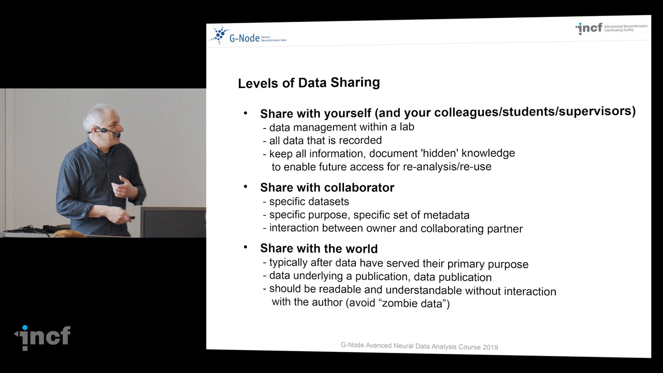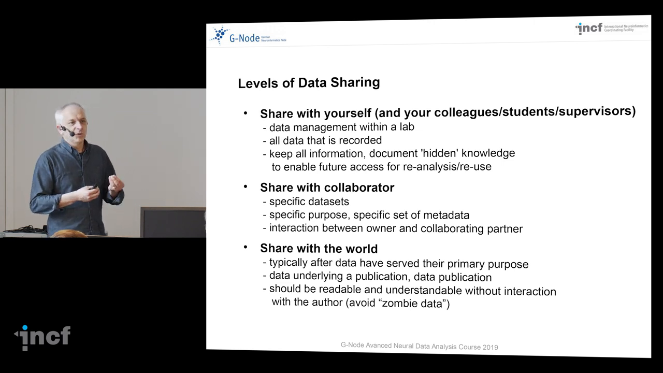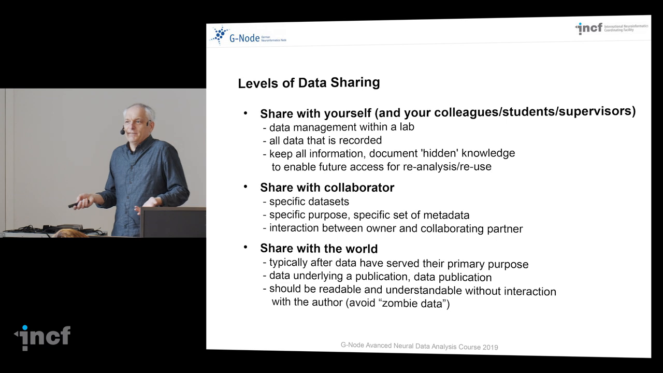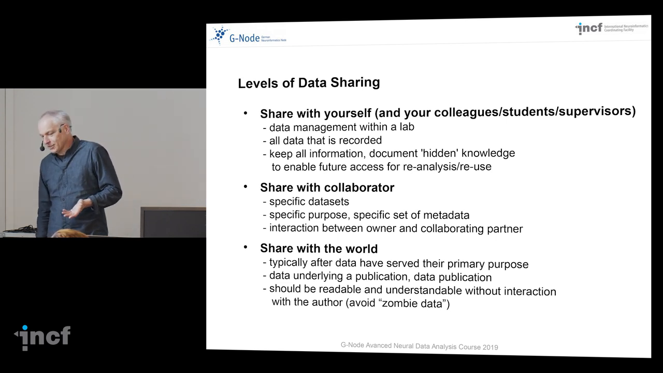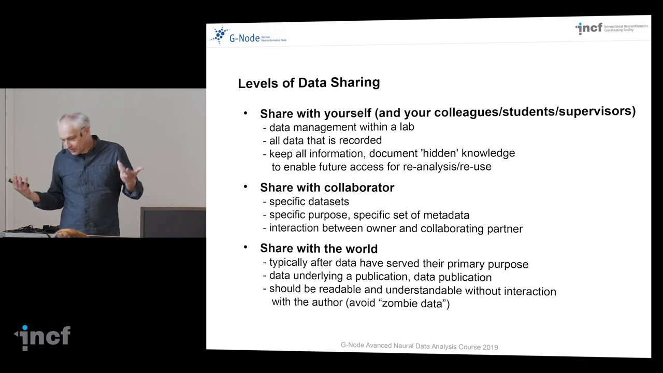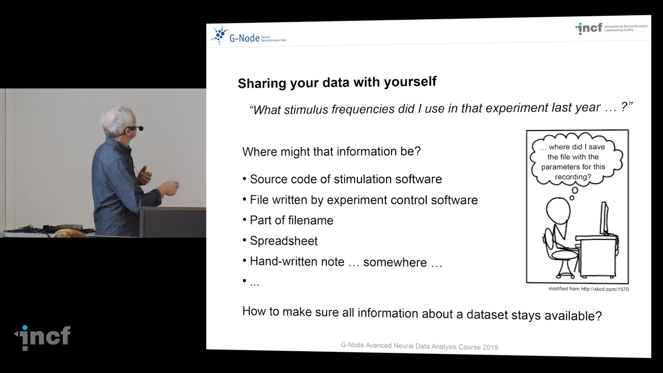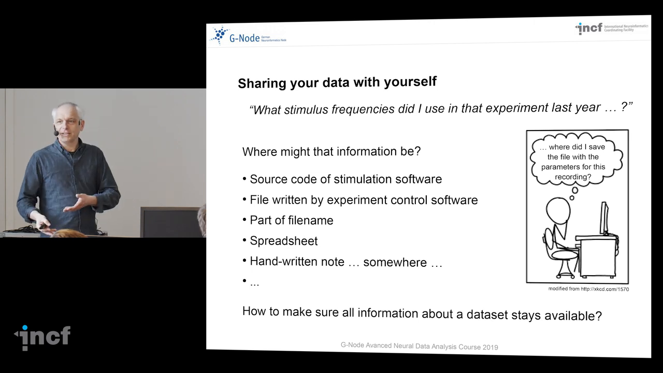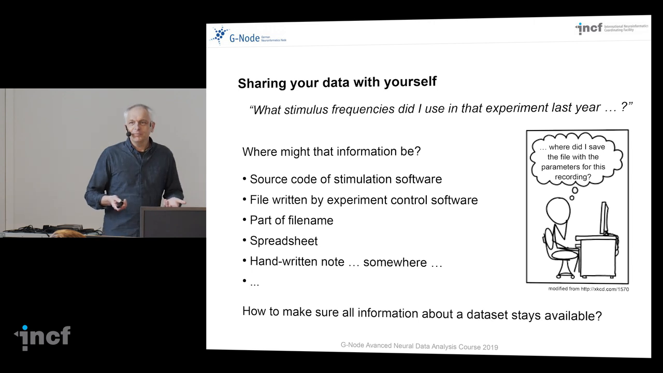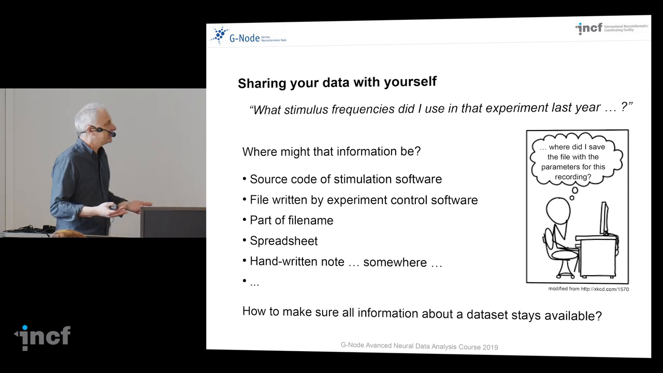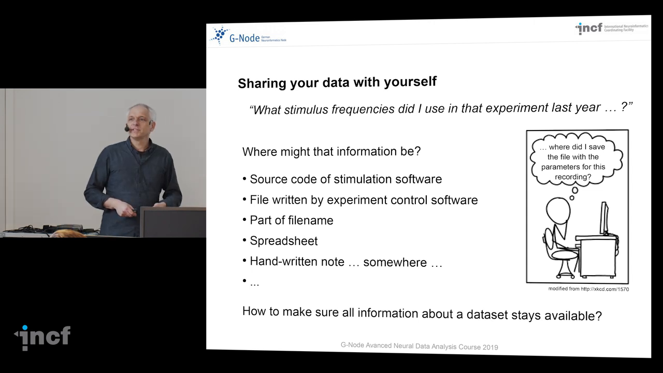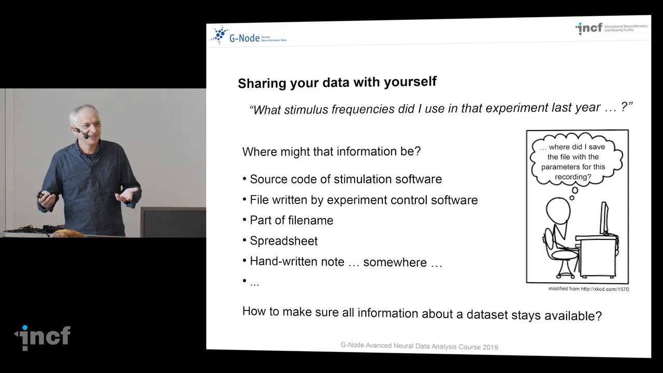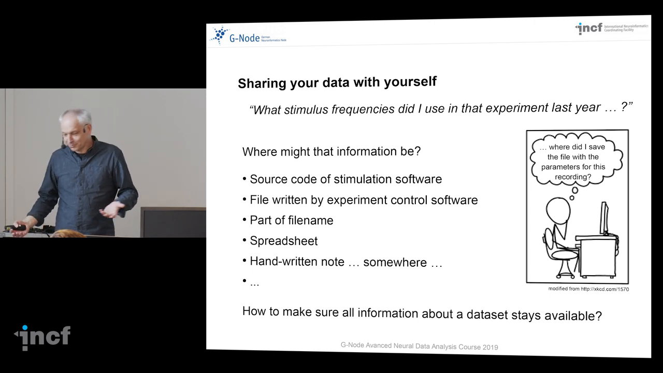The question is, how do you find out? Say this is a parameter that was not really the main control parameter used in your study, but a kind of side parameter. Did you even record it? Where could it be? There are lots of places where this can be in a typical experimental lab. It could be in the source code of a software that you used. It could be in a file that was written automatically. It could be part of a file name because you have some convention of how you name your files. It could be in your notes, in the spreadsheet that you use, or in the notes that you write by hand, or somewhere. So, how do you find out? Do you have a way to find out?